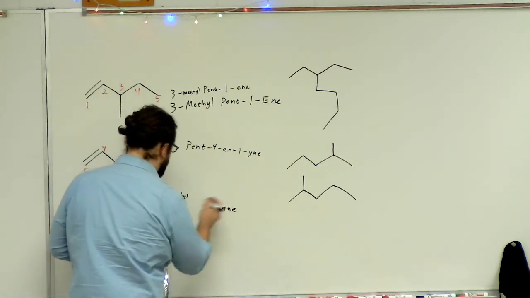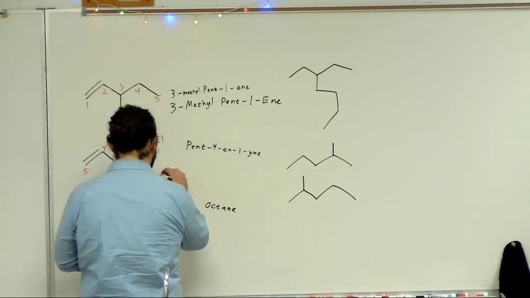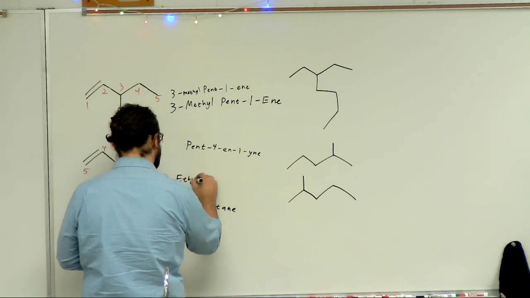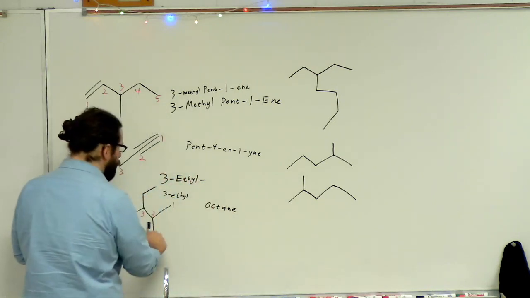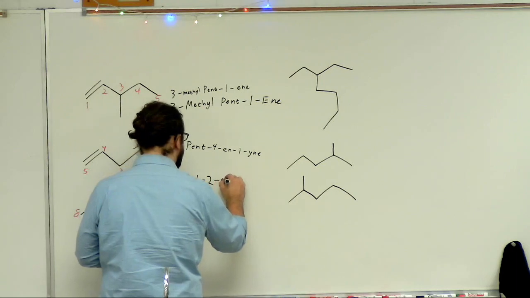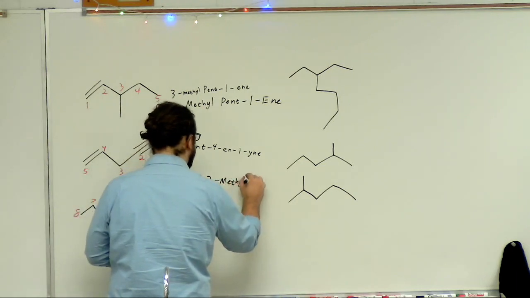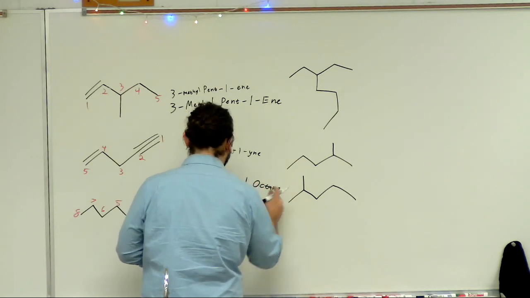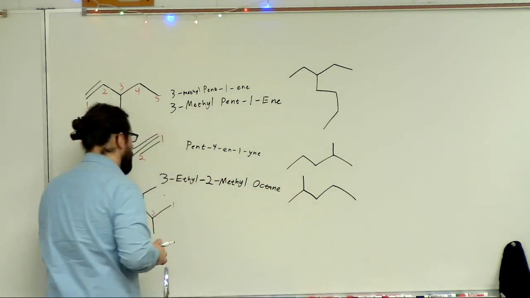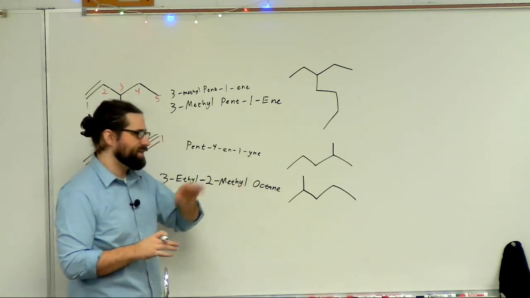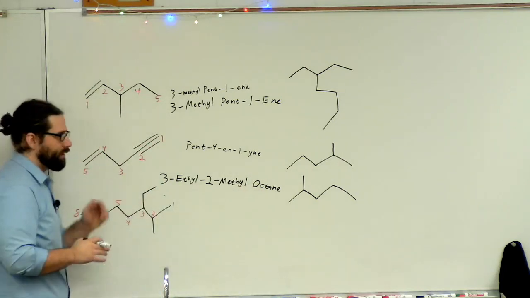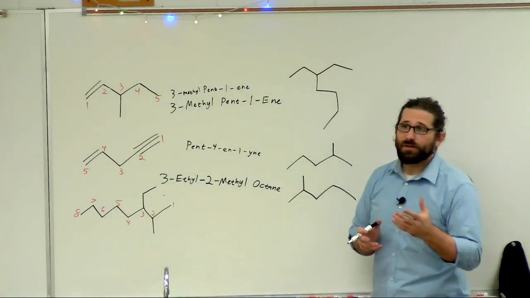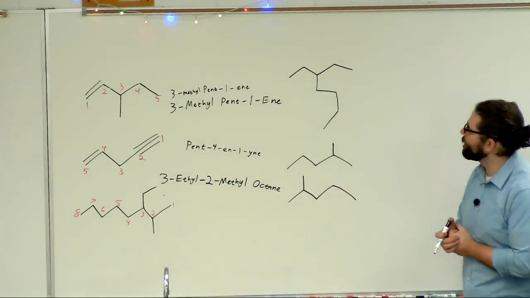And I'm going to run out of room here, so I'll rewrite this up here. I'll have 3-ethyl, and then 2-methyl octane. There we go. 3-ethyl, 2-methyl octane. That's how I name multiple side chains. Hopefully you're starting to see how these names are really just puzzle pieces that are fitting together.